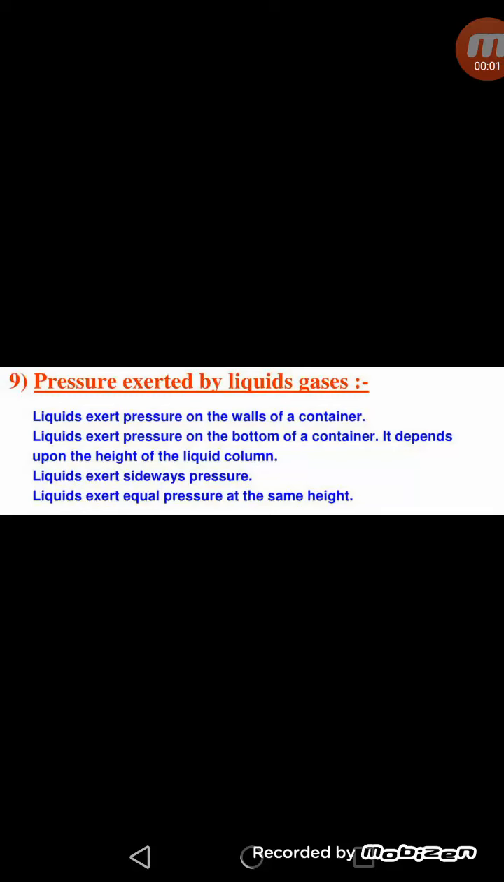Dear students, in the last video I explained about pressure. Pressure is equal to force upon area. In other words, we can say force per unit area is called pressure, and the SI unit of pressure is Pascal or Newton per meter square, because the unit of force is Newton and for area is meter square. So the SI unit of pressure is Newton per meter square or Pascal.